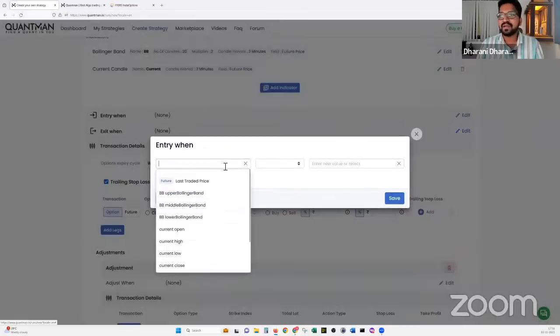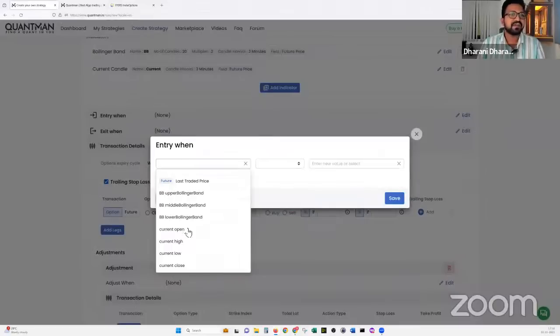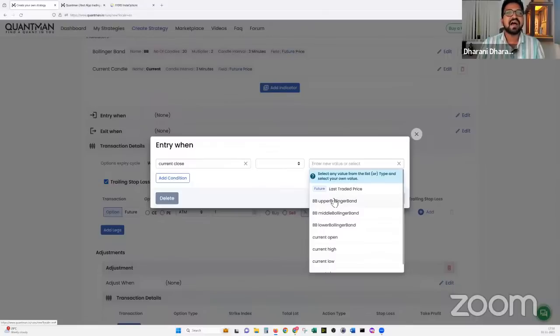Here is where you guys are going to be very active. I'm going to take my entry whenever the candle close is above the upper Bollinger Band. So this is the upper Bollinger Band, and when the close is above the upper Bollinger Band, I'm going to take my trade. So I say current candle close, upper Bollinger Band.